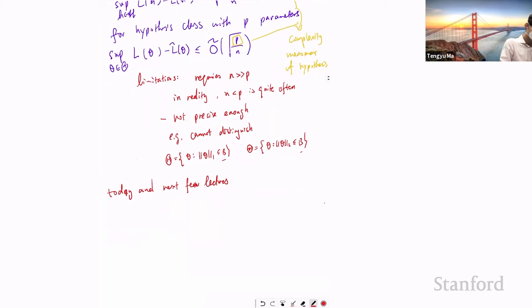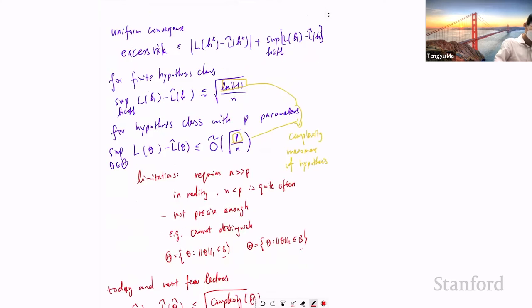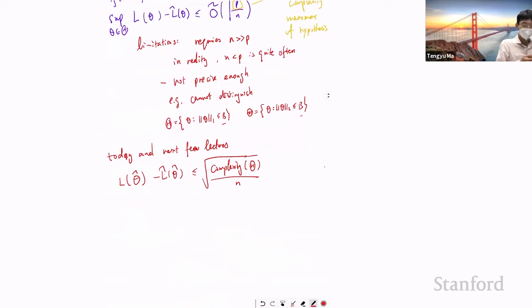So our goal is to prove something like L(theta hat) minus L hat(theta hat) is less than some complexity of theta over n. But this complexity measure could be more fine-grained than just a single number p. And this complexity measure could possibly also depend on the distribution.